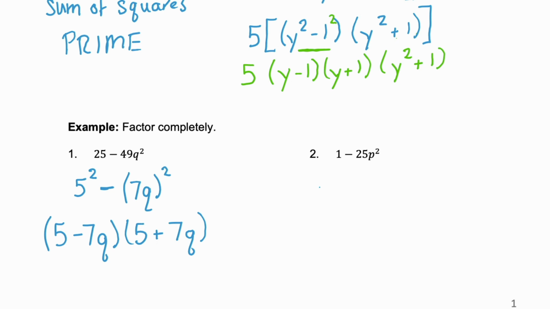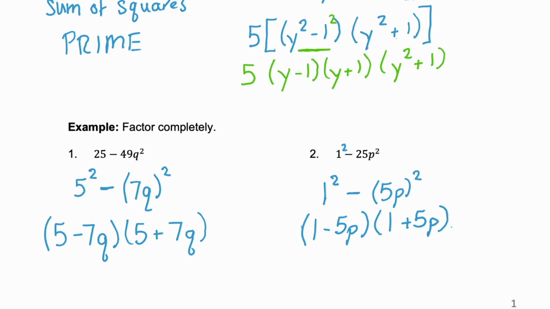Okay, look at example 2. 1 minus 25p squared. Well, we have that sneaky 1 again. Remember, 1 is the same as 1 squared. So we have 1 squared, and then we have 25p squared. 25 is 5 squared, so we have 5p squared. And we have subtraction, so again we have a difference of squares. And that factors to the binomial of 1 minus 5p and its conjugate 1 plus 5p.